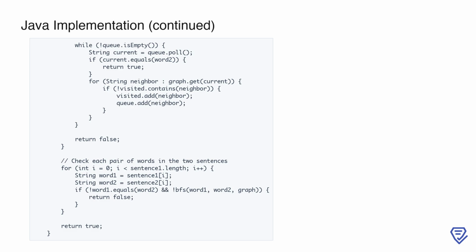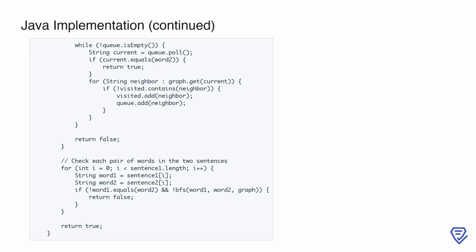Inside the while loop, we process each word in the queue. If the current word matches the target word, we return true, as this means the two words are connected. Otherwise, we look at all the neighbors of the current word in the graph. For any neighbor that hasn't been visited yet, we mark it as visited and enqueue it for further exploration. If the loop completes without finding the target word, we return false, indicating no connection exists.